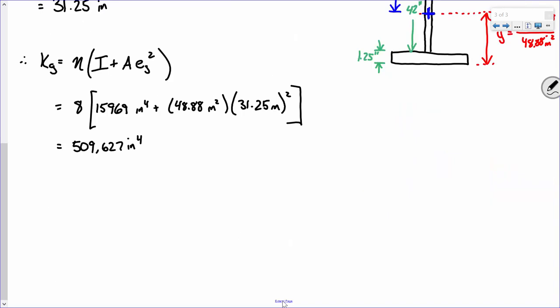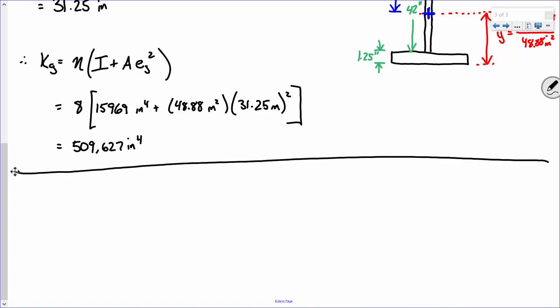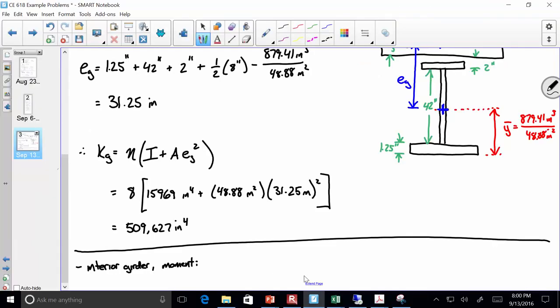All right. Now, we're going to do this in categories, okay? And we're going to compute a bunch of these. So, we're going to take it one step at a time. So the first thing that we're going to do is interior girder moment. Okay? Interior girder and moment. Okay? So I apologize if I'm going back and forth a lot, but I'm trying to reference everything to the spec. Okay?